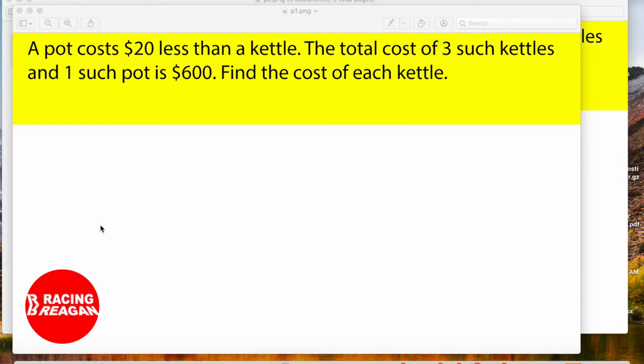Now I am going to read the question. A pot costs $20 less than a kettle. The total cost of 3 such kettles and 1 such pot is $600. Find the cost of each kettle.